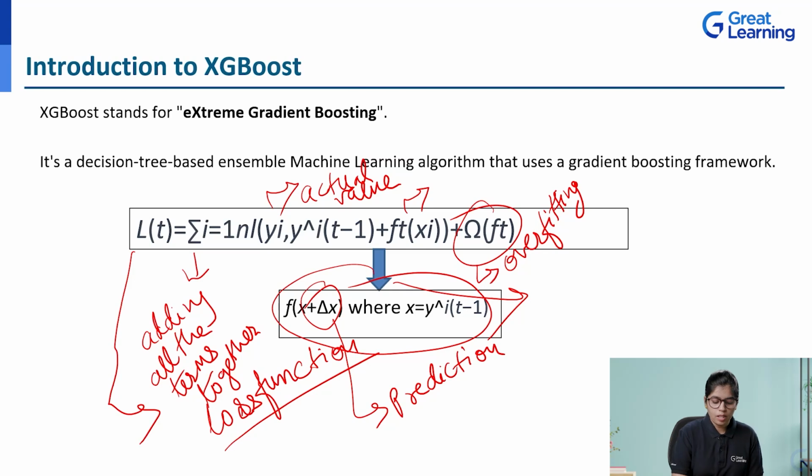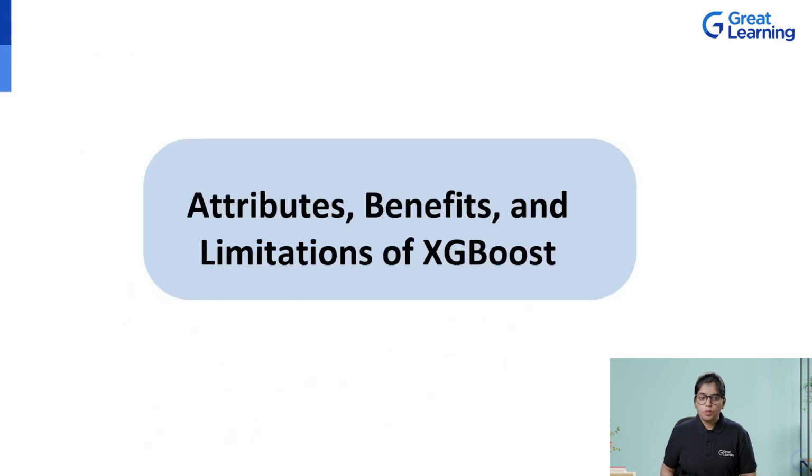Previous prediction of what? Previous prediction of this. I'll write here "previous" also, so you will not get confused over here. So this is the complete mathematical notation of XGBoost. Now let's move to the other topic of XGBoost: attributes, benefits and limitations.